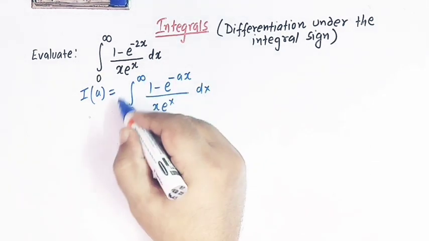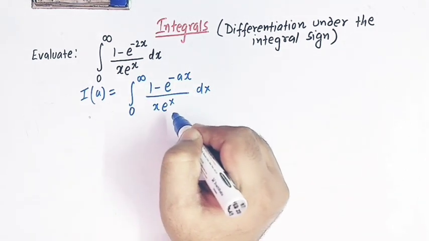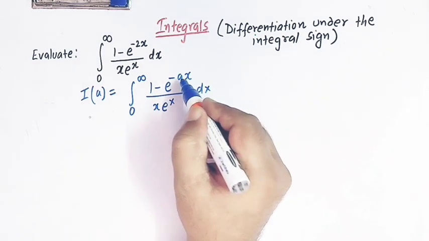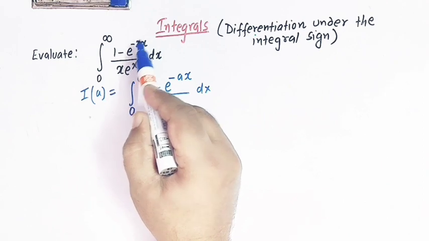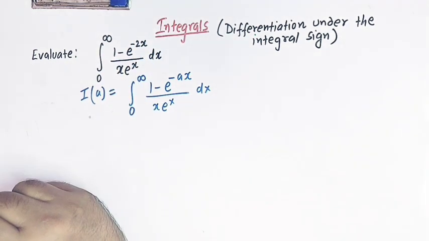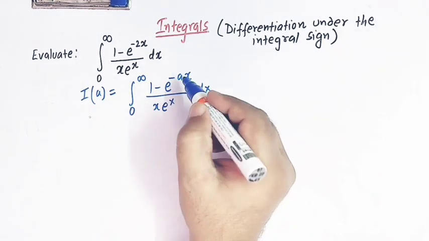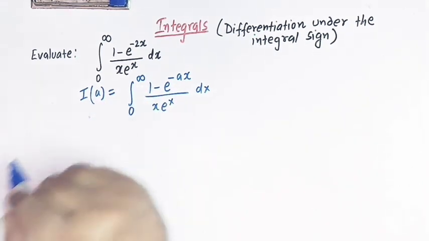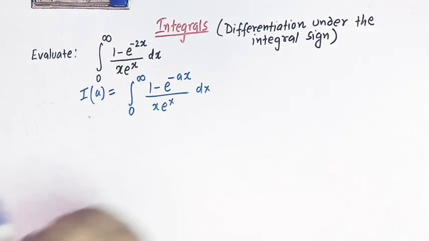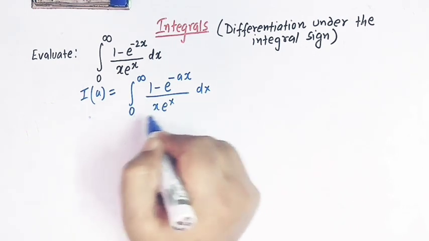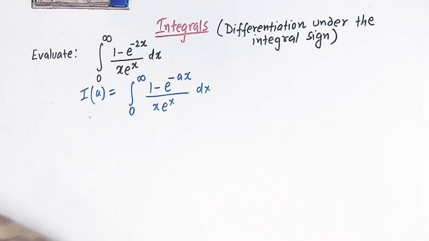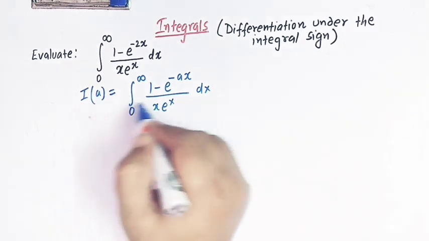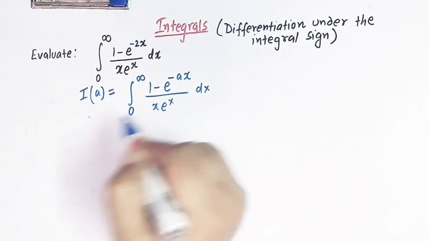We'll try to evaluate this integral, and when we come to the final step, we take the value of a as 2 to get the value of the given integral. So we have made this integral a function of this parameter a, and we'll differentiate this integral with respect to a, keeping the variable x constant. So we'll partially differentiate this integral with respect to a.